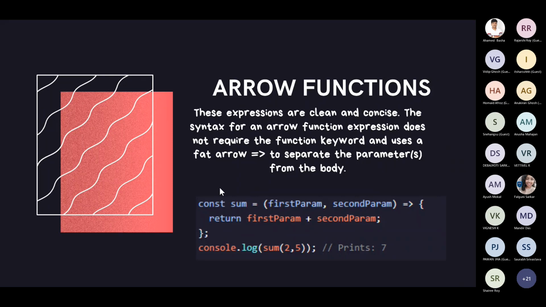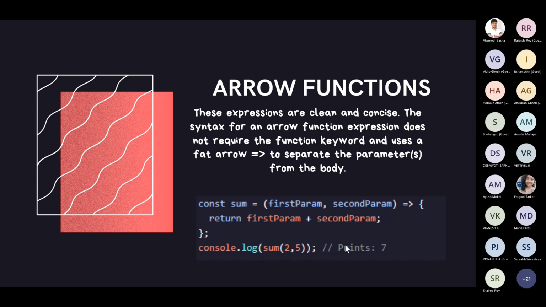You just declare the function in a constant variable and write the parameters. If you have one parameter, you just write the parameter. But if you have two parameters, you write them inside brackets, separated by a comma, and then use this fat arrow. The fat arrow is basically the equals sign with the greater than sign. It looks just like an arrow. So we just write this.